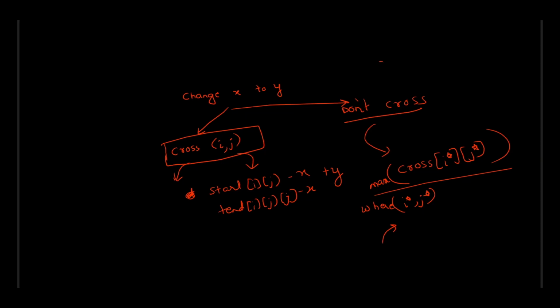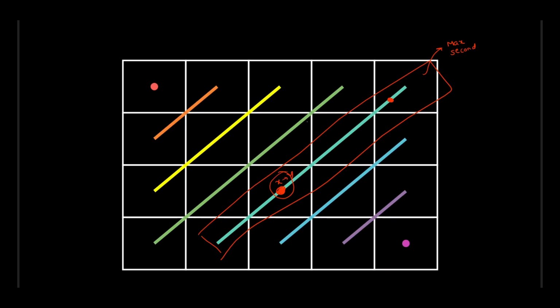And using this, you can see that you now have an O of one algorithm to answer queries that change one cell, any cell that it wants.